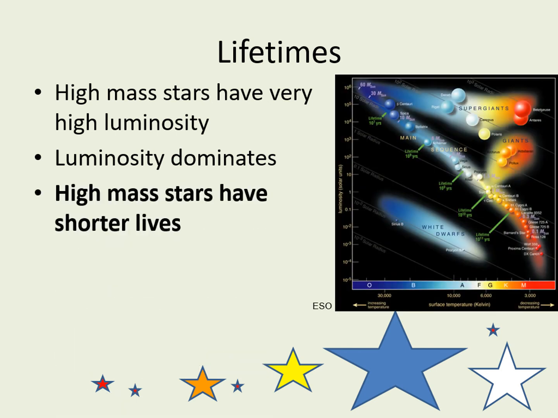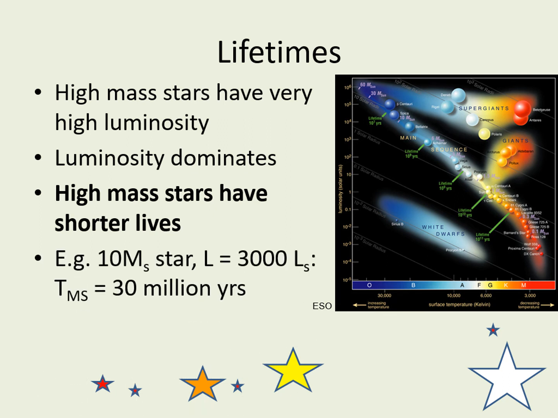High-mass stars may have more fuel, but they burn that fuel at a ridiculous rate, so their lives are much shorter. You know what they say? Live fast, die young. If you look at the HR diagram, you'll see that a 10 solar mass star has a luminosity that is 3,000 times as large as the Sun's. So its lifetime is 300 times smaller than the Sun's, or about 30 million years.